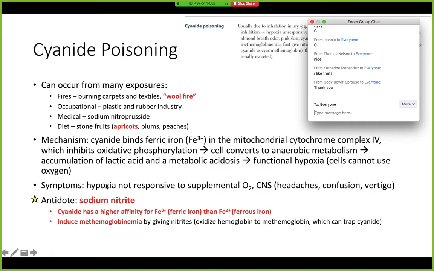Okay, so anyways, your symptoms. They're going to give the patient O2 and they're not going to respond to the supplemental O2. So that's kind of a big hint, and again, that's because your cyanide is bound to complex 4. And then also CNS effects like headaches, confusion, and vertigo. Your antidote here is sodium nitrite. Cyanide has a higher affinity for ferric iron than ferrous iron, so you're going to induce methemoglobinemia that has that ferric iron by giving nitrates, and that's to get the cyanide to bind and to trap it.